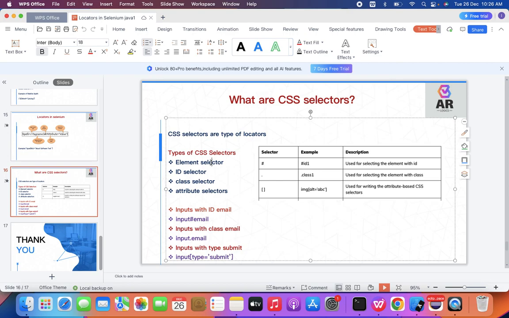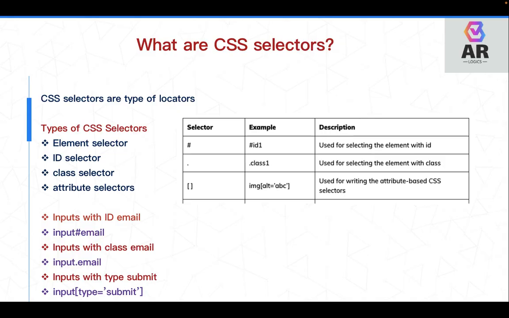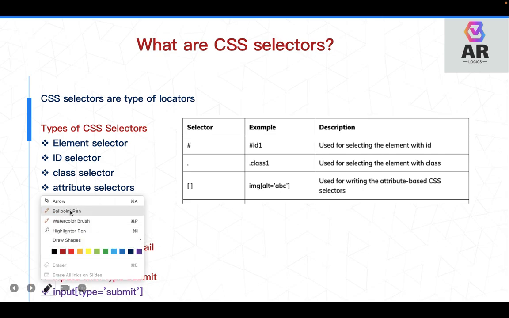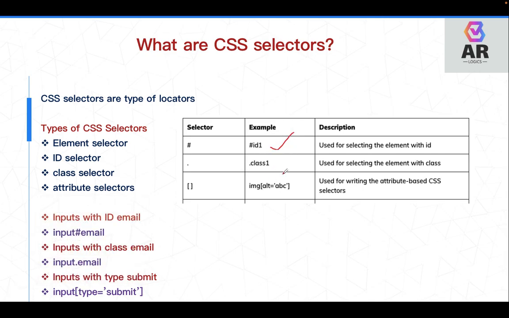We cannot write it like XPath, relative XPath, absolute XPath. This is very simple. If it is an ID, we can use hash. If it is a class, we can use dot. The remaining thing is attribute level. For attributes, we use the tag name and attribute value. This is the way we can find elements using CSS selectors.